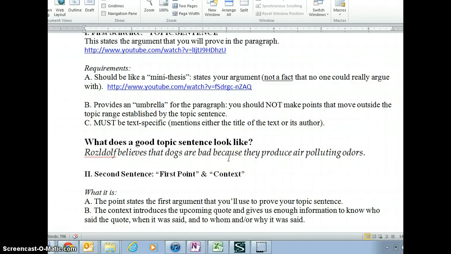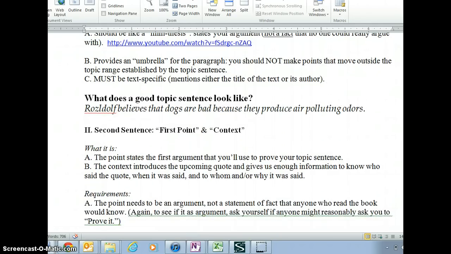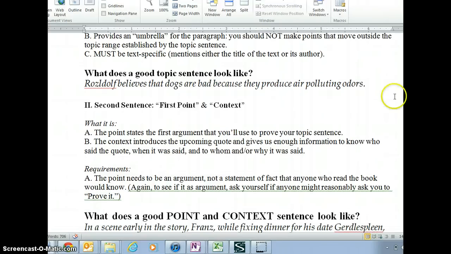Probably most people who read the book this is referring to know that Roseldorf doesn't have a high opinion of dogs. But what makes this an argument is the writer here is saying this is why he thinks that, because of the way they smell. Okay, so that's just a basic topic sentence, and anything in this paragraph that the writer then writes shouldn't only be about this quality of their smell as leading to Roseldorf's conclusion that dogs are bad.